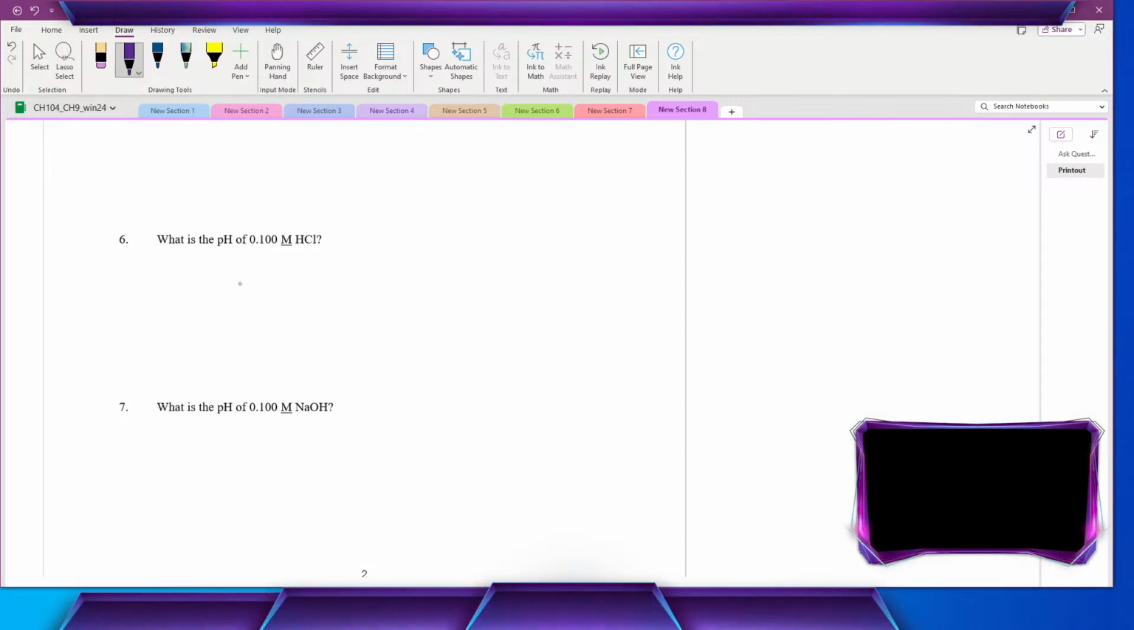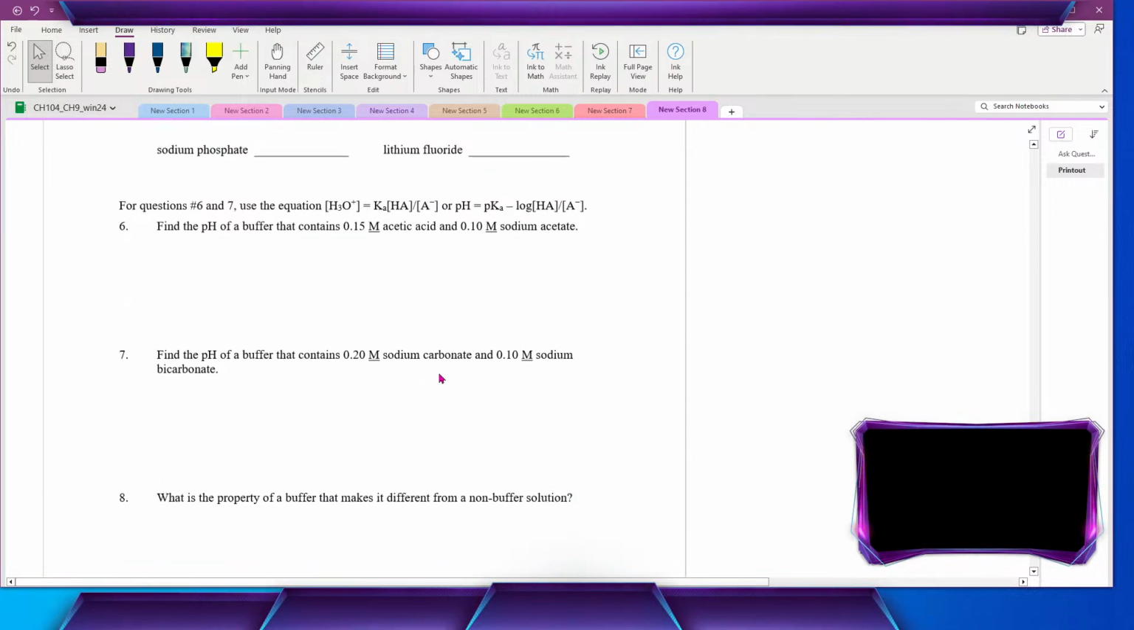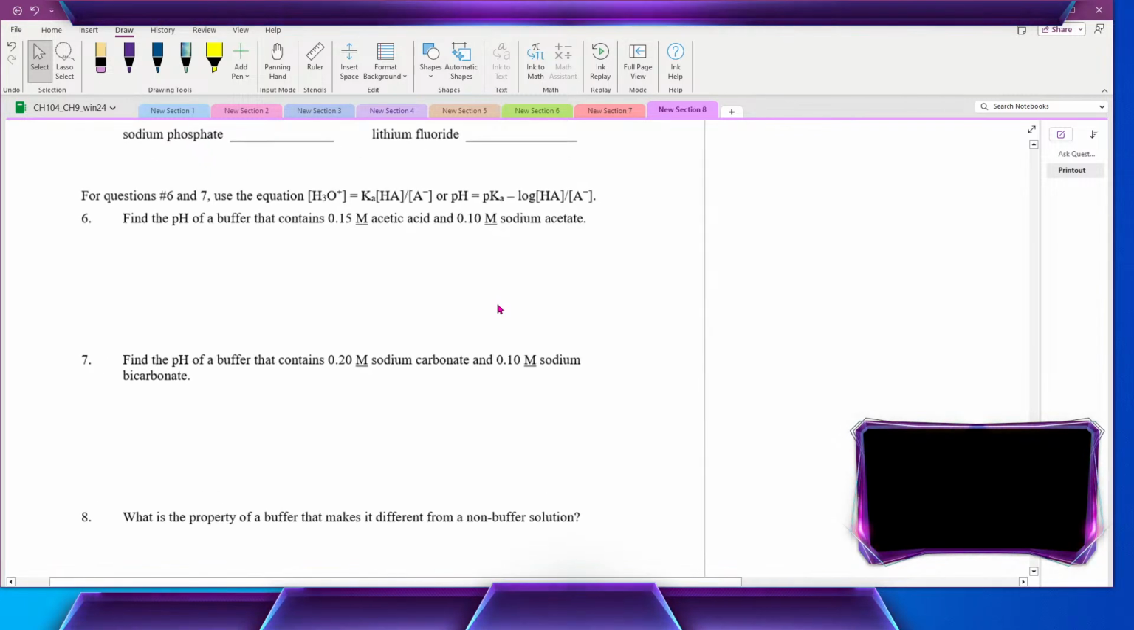So let's just think back. pH, we said, is the negative log of the H plus concentration or hydronium. Oh, not these. Is it this 6 and 7 then? Okay, page 4. And so now we're looking at these buffer solutions.